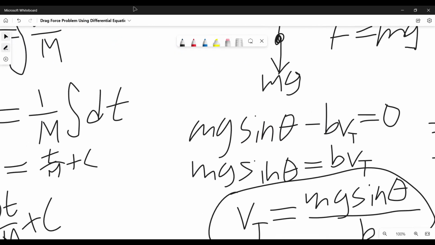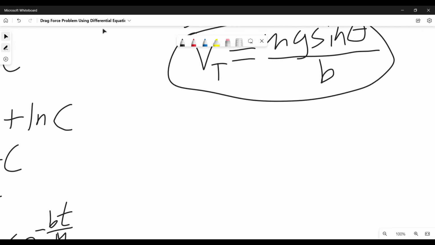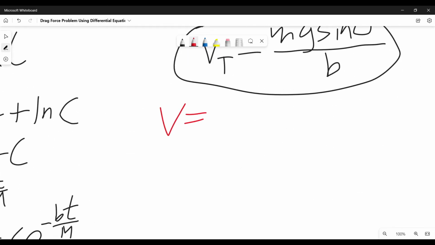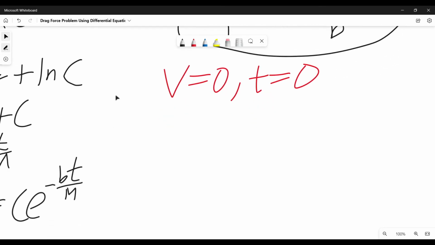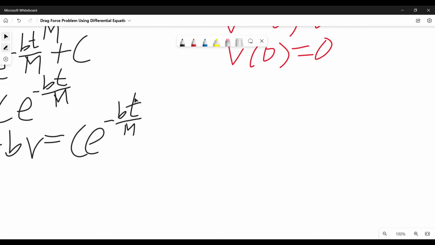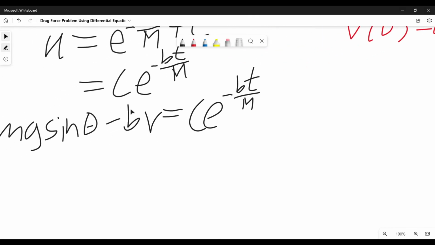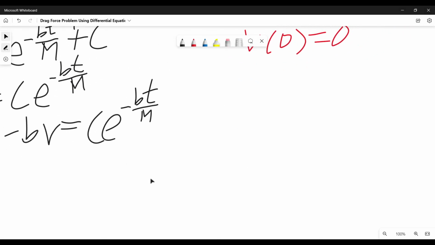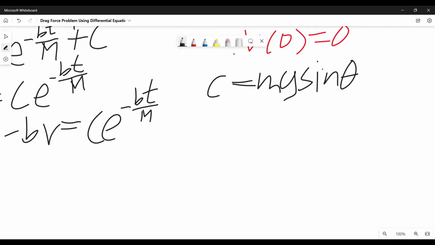So what does that mean? Well, in terms of starting from rest, that just means that when t equals 0, v equals 0. So using those initial conditions, we can essentially say that v of 0 equals 0. Plugging that in, we can see that t equals 0, this e term cancels out, and this negative bv term cancels out. So we literally get c equals mg sine theta, because, again, e to the 0 is 1, and of course negative b times 0 is 0. So the left hand side and the right hand side agree. There we go. Pretty simple.